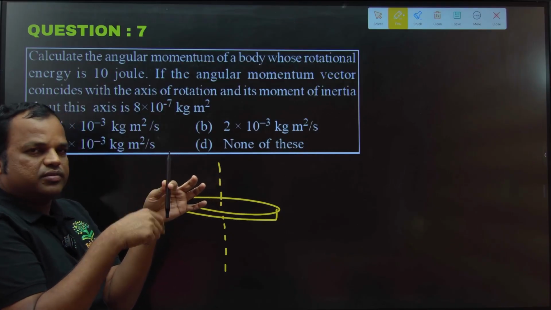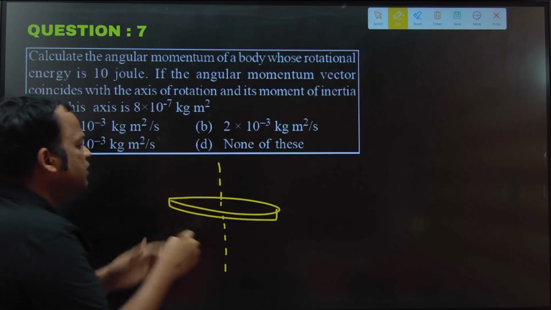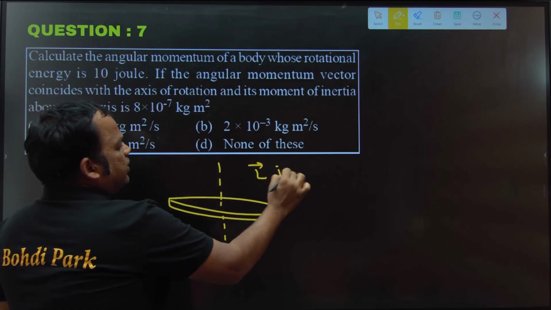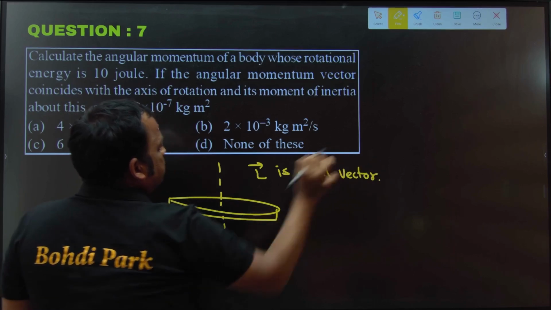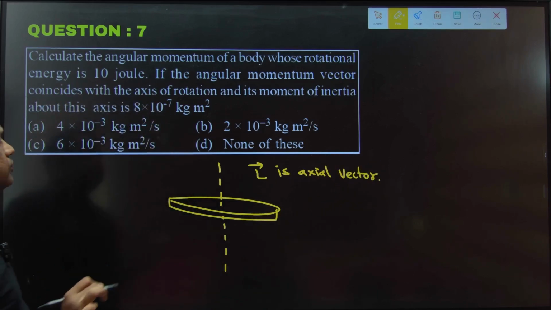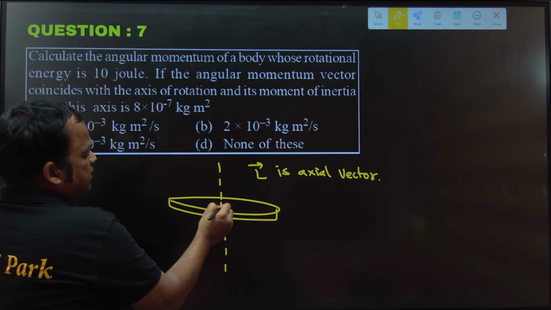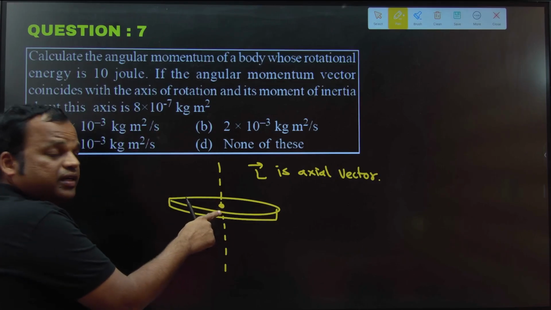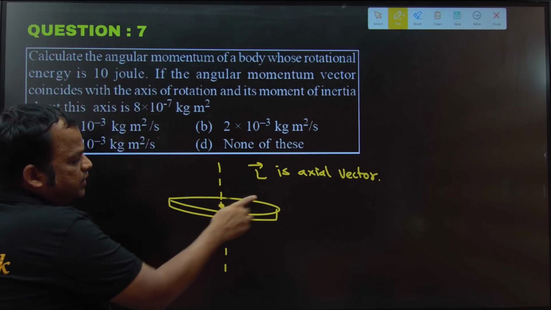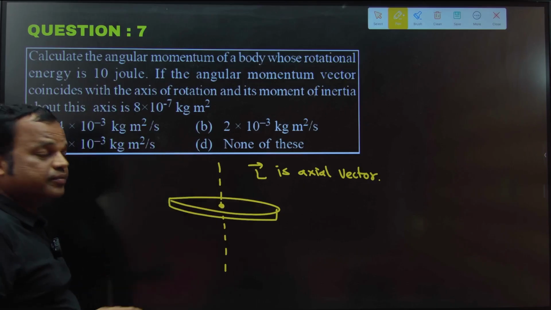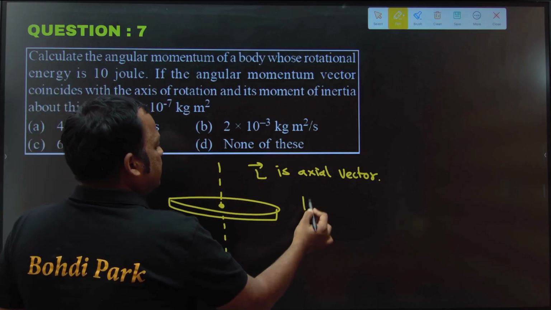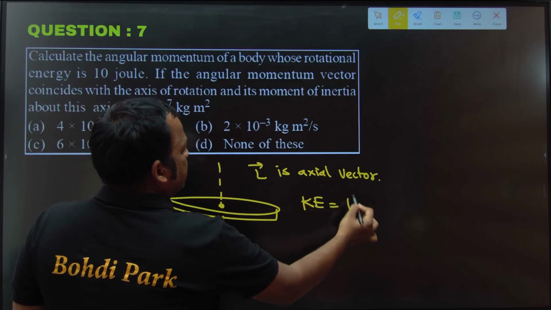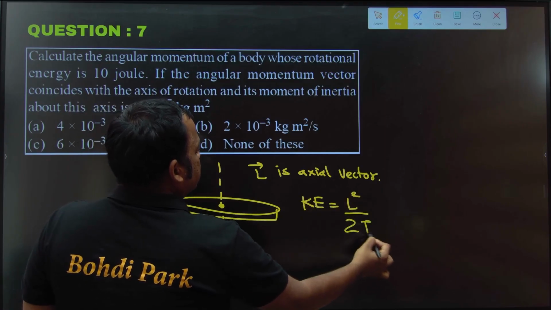So angular momentum is also an axial vector. The L vector is an axial vector about this point, about the center. Angular momentum about the center of the disc will be along the axis. Clear? So we have kinetic energy is equal to L square divided by 2I.